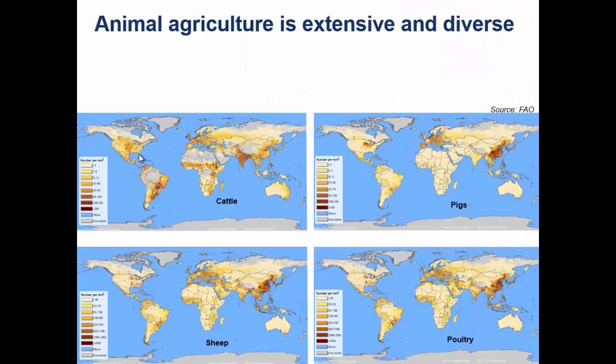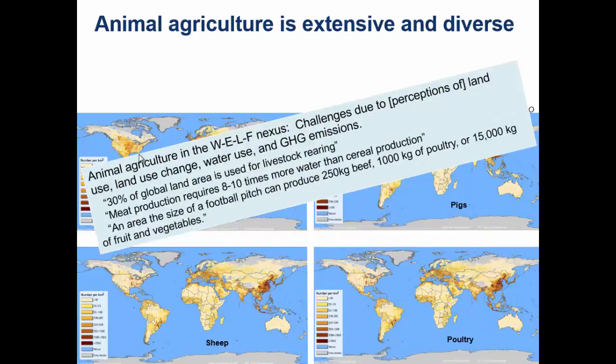So what is the role of animal agriculture in this issue? Animal agriculture occupies a large area of land globally, across all continents. 30% of global land area is used for livestock rearing. Meat production requires 8 to 10 times more water than cereal production. An area the size of a football pitch can produce 250 kilograms of beef, or 1,000 kilograms of poultry, or 15,000 kilograms of fruit and vegetables.